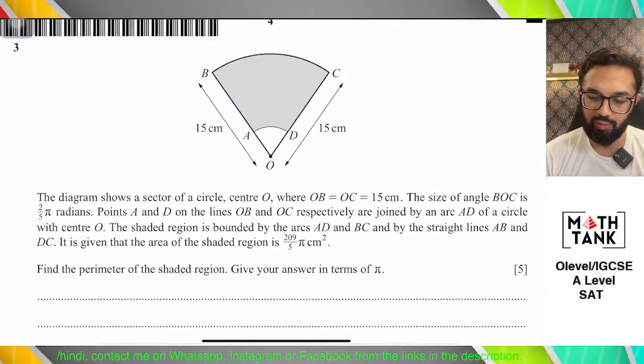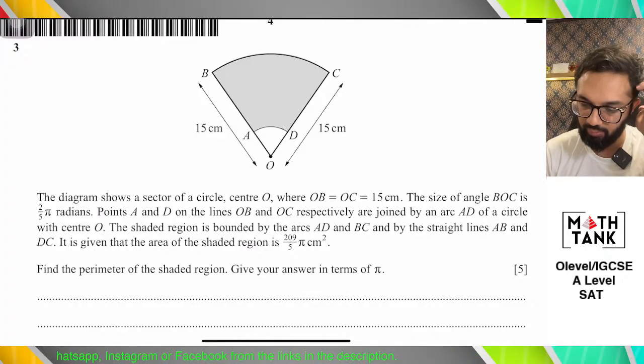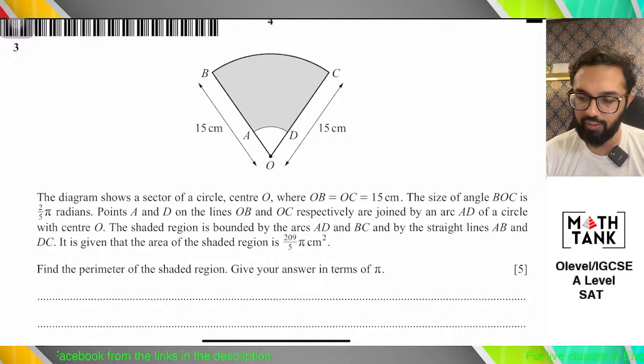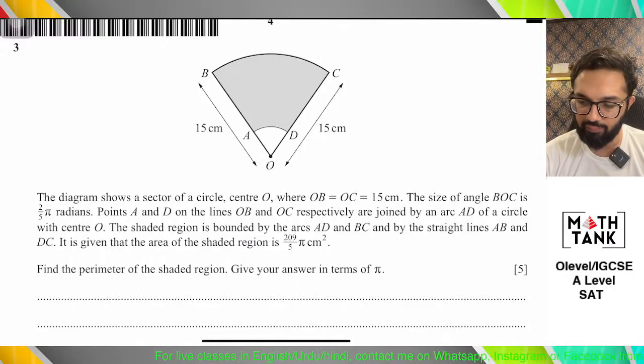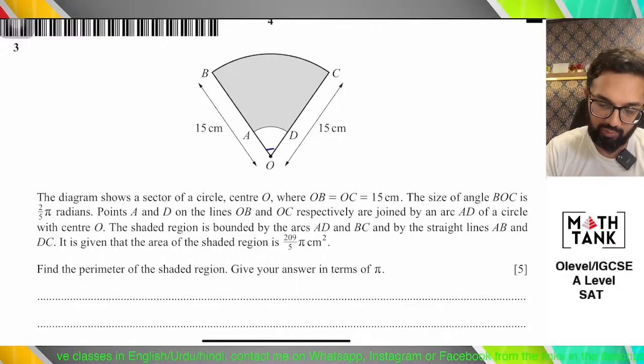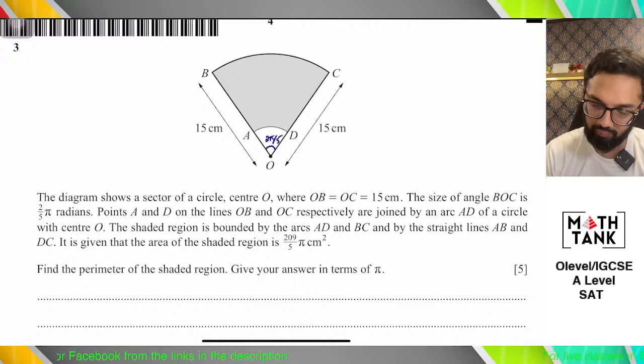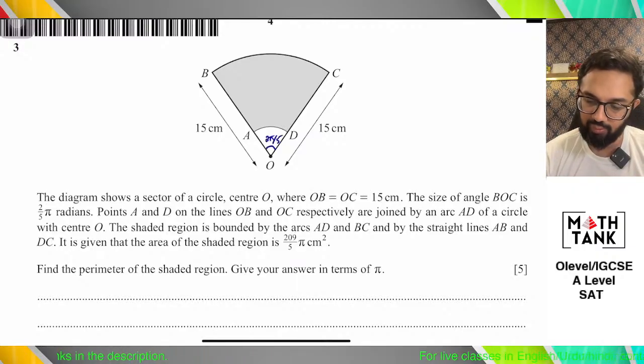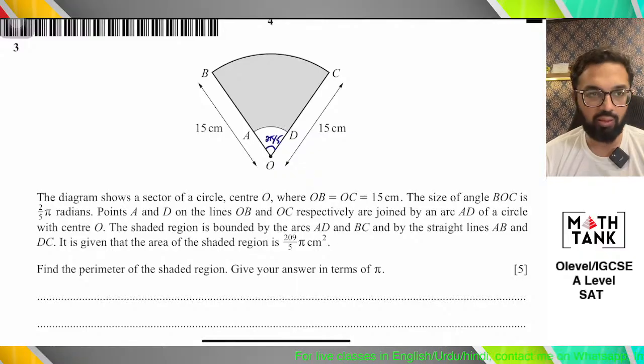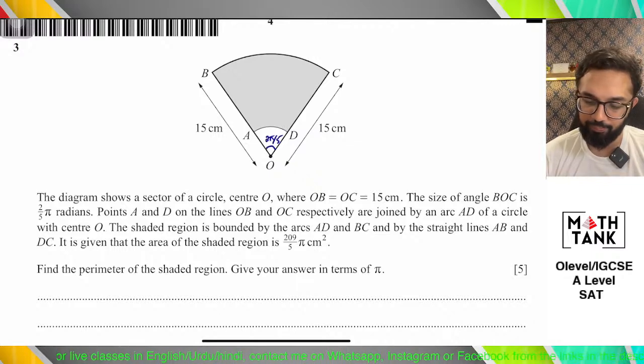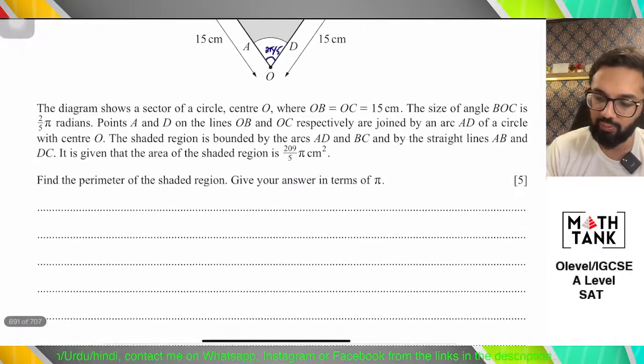Question number 3 says the diagram shows a sector of a circle AO where OB equals OC equals 15. The size of angle BOC is 2 over 5 pi radians. Points A and D on the lines OB and OC respectively are joined by an arc AD of a circle. So that's a very small arc. The shaded region is bounded by the arcs AD and BC and by the straight lines AB and DC. It is given that the area of the shaded region is 209 over 5 pi. Find the perimeter of the shaded region, giving an answer in terms of pi.